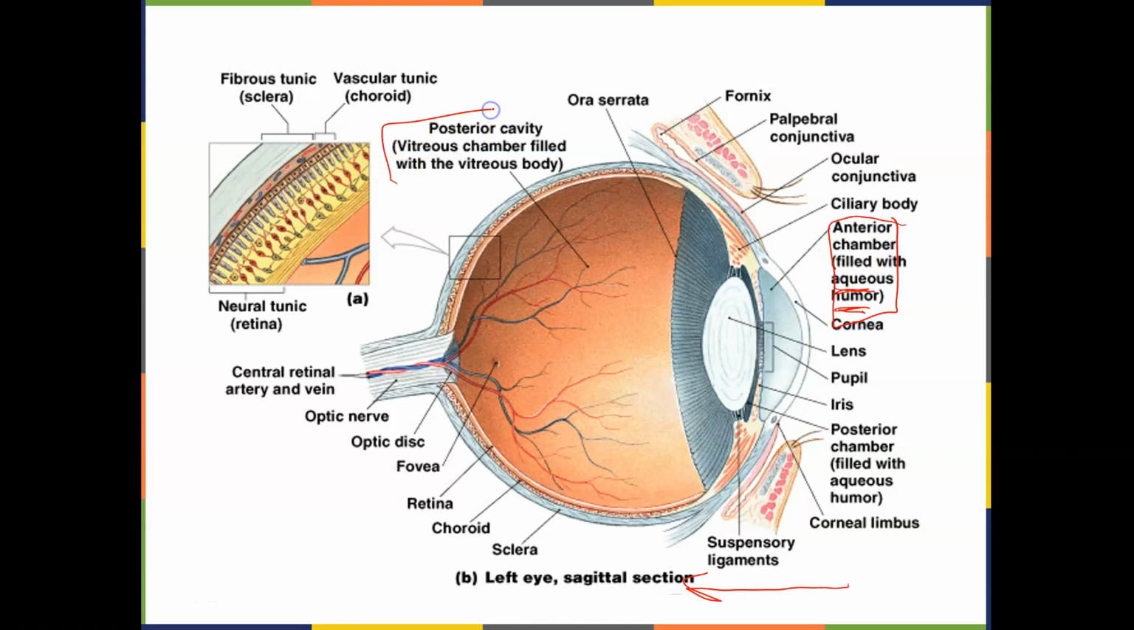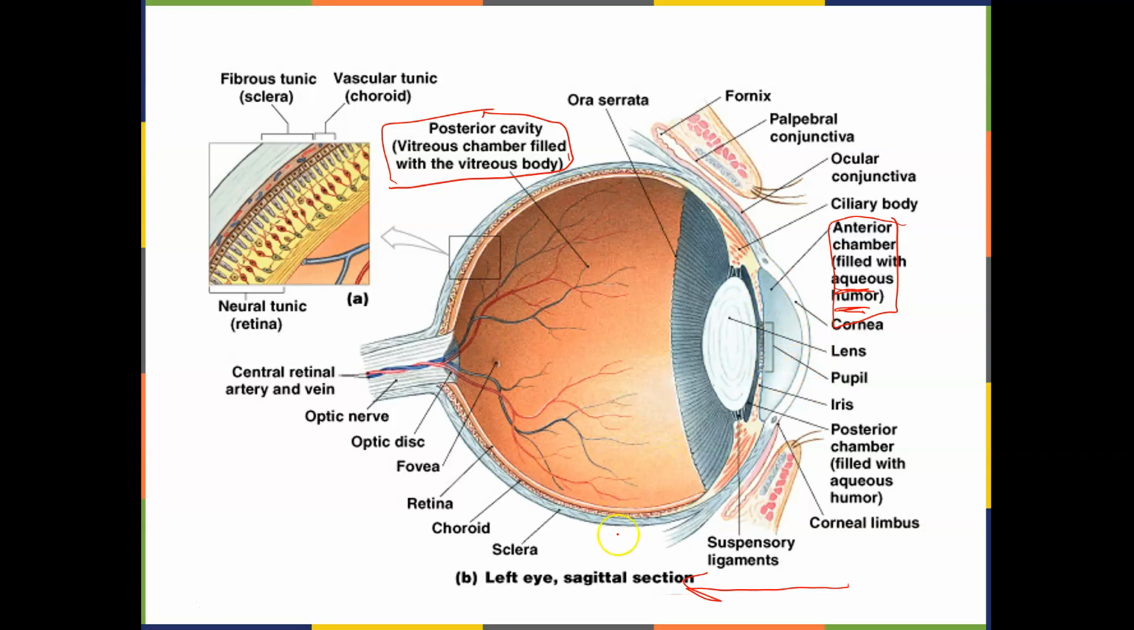Posterior cavity, vitreous humor. When you guys do your dissection of the eyeball, you are going to notice that there is a difference in the gloopiness of the fluid. You may not see a whole lot of aqueous humor, but the vitreous humor is real gelatinous, okay?